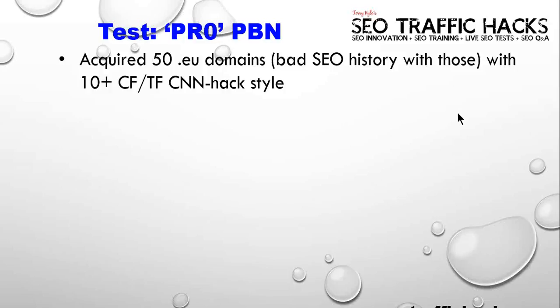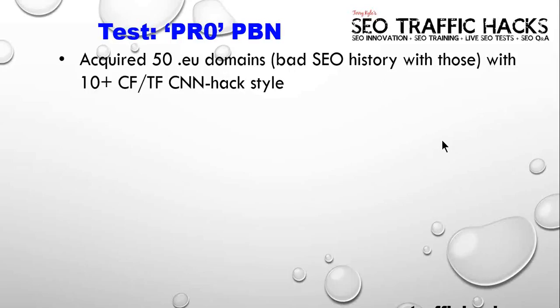Okay, moving on. So another test that I discussed in the last webinar was kind of PR0 PBN. Technically it's not a PR0 PBN, it's just that we can't see the toolbar PR because these are sites that are currently de-indexed in a good way, but we can still see citation flow and trust flow and also other metrics from the other non-Google tools as well.